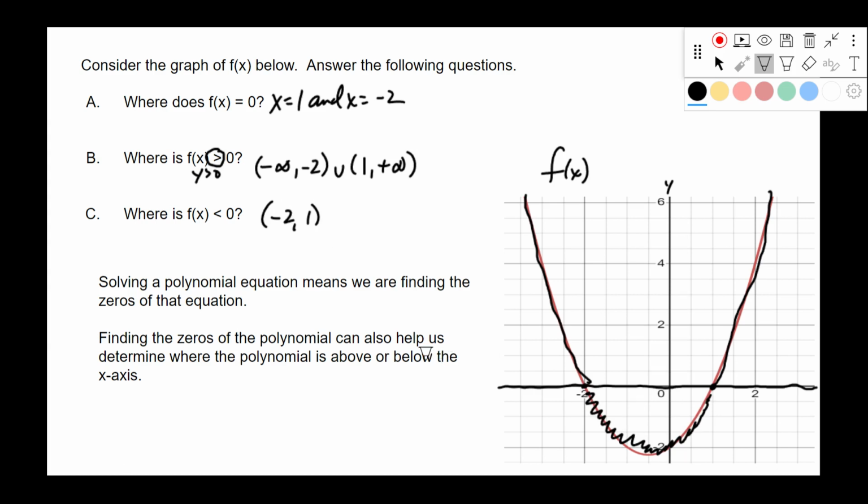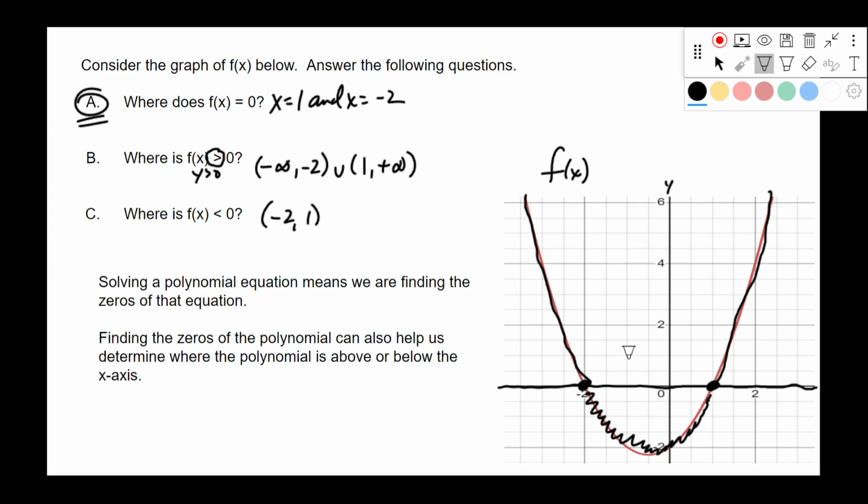Okay, so now, here's what we're going to do. If I ask you to solve a polynomial equation, that means you're going to find the zeros of the equation. That's what we did in letter A. But what we want to do is work with polynomial inequalities. So finding the zeros of the polynomial can help us determine where the polynomial is above or below the x-axis. Because 0 is really the changeover point, right? Where you go from above the x-axis to below the x-axis, or below the x-axis to above the x-axis. That's where you change over, is at 0.